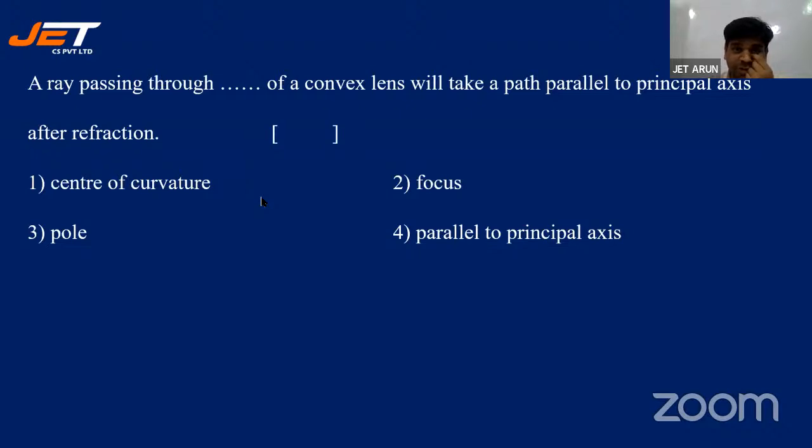A ray passing through dash of a convex lens will take a path parallel to principal axis after refraction. Center of curvature, focus, pole, parallel to principal axis. Riya says focus, sir. Consistent response to option 2.